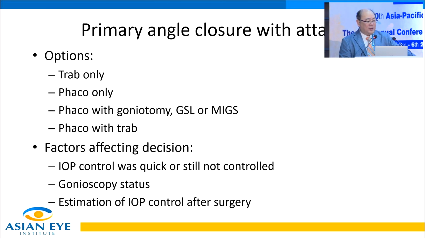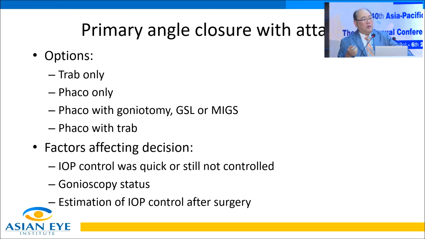So options for these are trab only. If my IOP is still 40, 45, 50, and all of these do not work, I have a backup plan where I tell the patient, we have to stage the surgery. We trab first, and then maybe after a month or two, when the trab is functioning, do the phaco later. If you control the pressure to below 25, I proceed with a combined phaco.